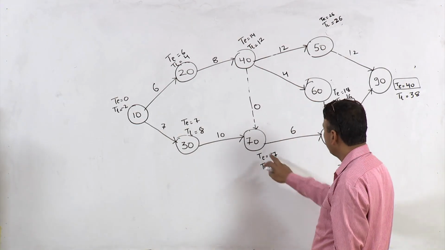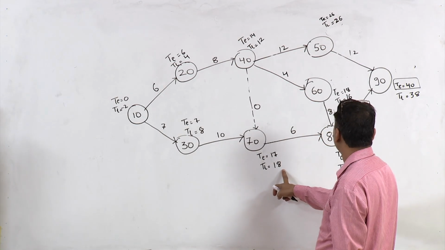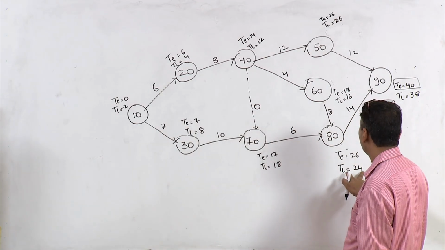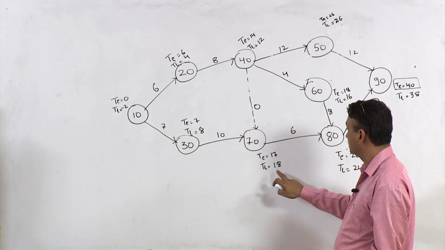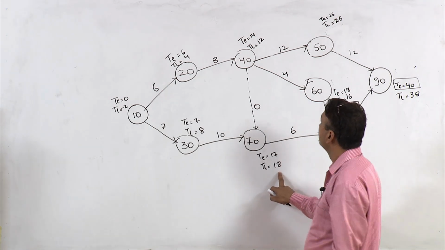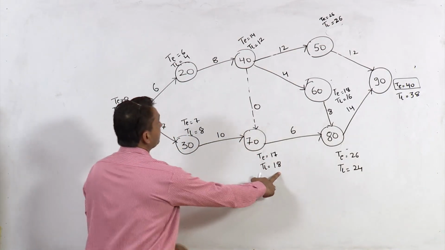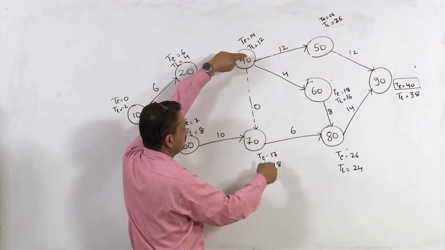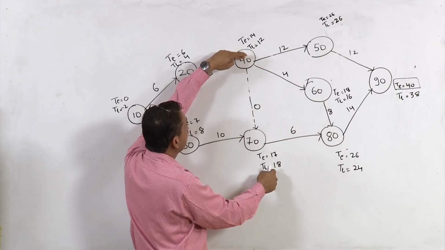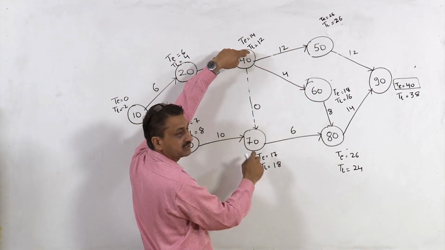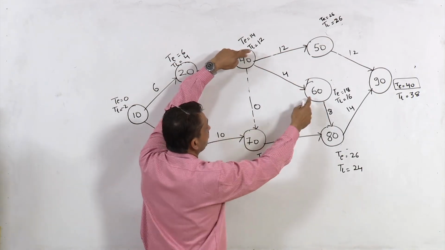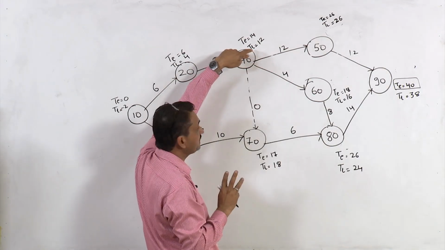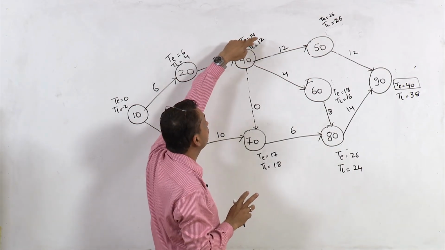Now TL here is 18, right? So this is 24 minus 6 is 18, right? In fact, you should have taken TL from this route also, right? So if you take TL from this route at this node, 18 minus 0 is 18, right? So 18 from here, 12 from here, and 14 from here. So the lowest one is 12, right? So we have taken 12 here.